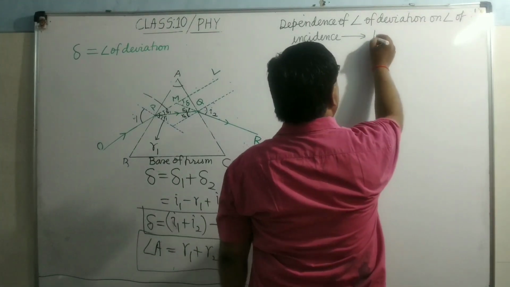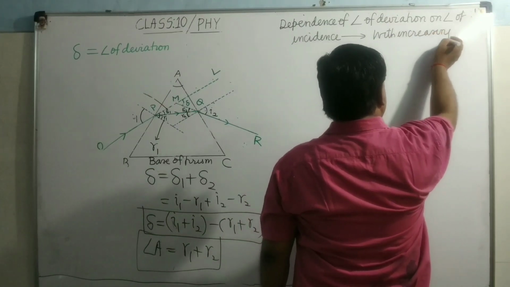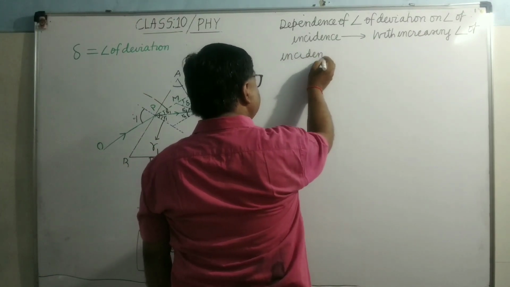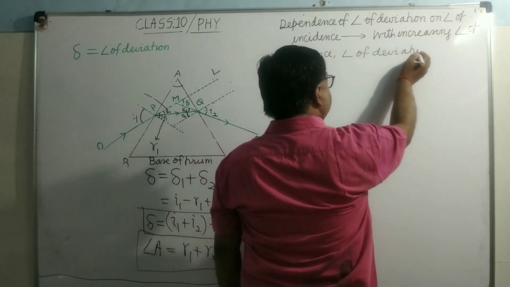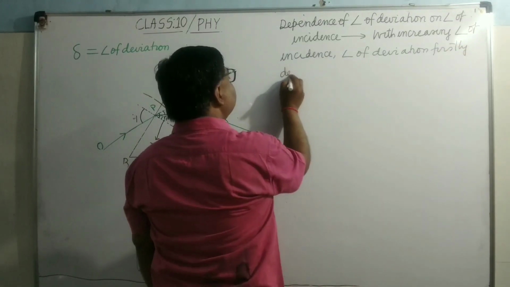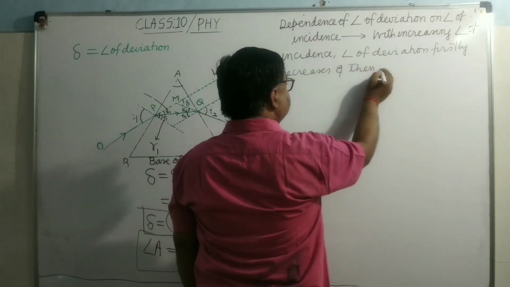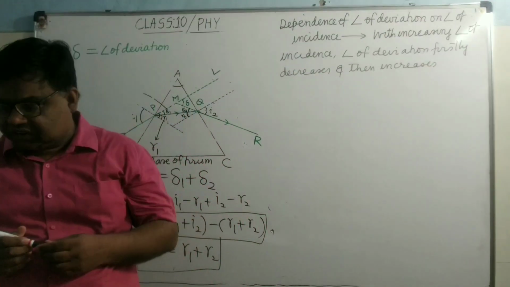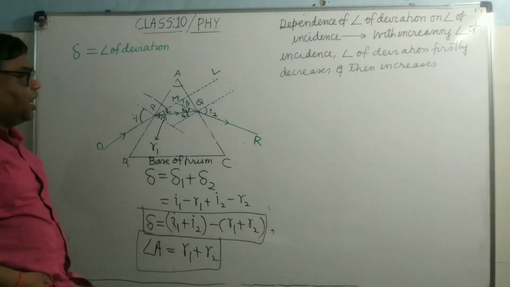With increasing angle of incidence, the angle of deviation firstly decreases and then increases. You can see here, as the angle of incidence is increasing, what will happen to the angle of deviation? First it will decrease and then it will increase.